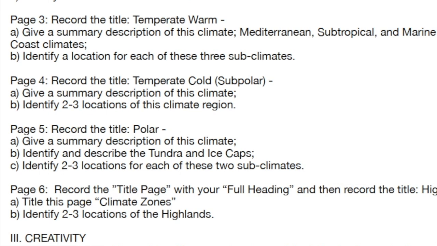That's basically where we live, and then you're going to give 2 to 3 locations from your notes. Then page 5, which will be that outer door, you're going to write polar, you're going to give a summary, and then your 2 subclimates, and then 2 to 3 locations for each subclimate, so that would be 4 to 6 locations. Then on the back page, you're going to write the title, your full heading.